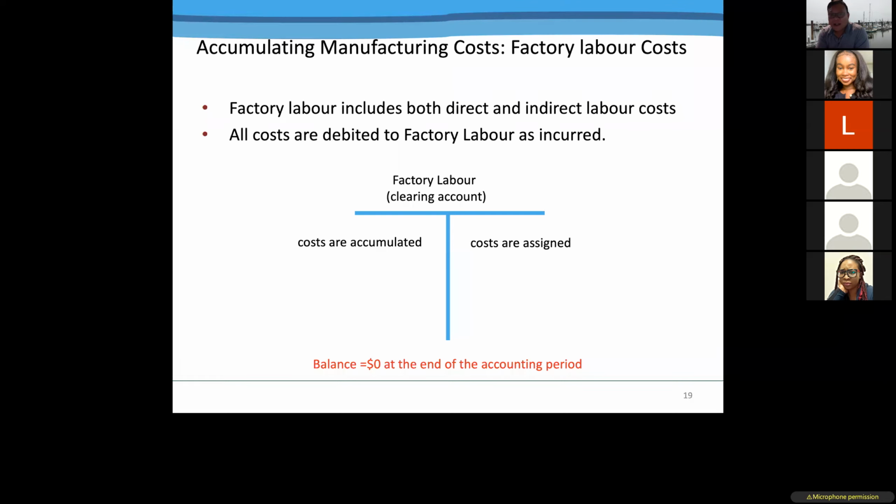In this case, I think a clearing account is another word for temporary account. They are using different terminologies. The idea is that at the end of the accounting period, you have to set this balance to zero. So for the factory labor account, when labor cost is incurred, you accumulate it by debiting. Once you assign this cost to the work in process inventory, you credit it. And at the end of the accounting period, this balance should be zero.